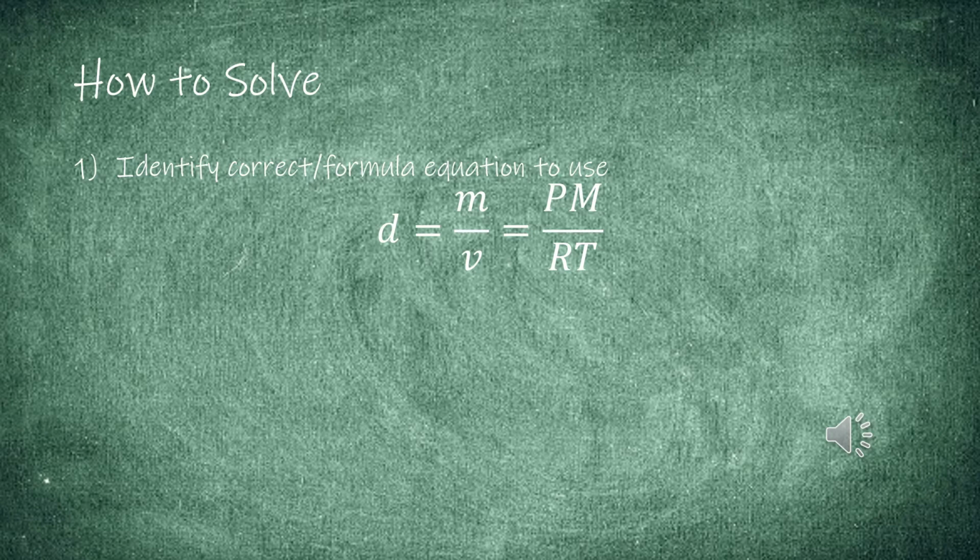So for step 1, all you need to do is identify the correct formula or equation to use, and the formula for that is d is equal to m over V, which correlates to d is equal to PM over RT. In this equation the d is of course density, the capital P is pressure, the capital M is for molar mass, the uppercase R is for the gas constant, and the uppercase T is for temperature. So if you remember that, you're good to go and you can move on to step 2.